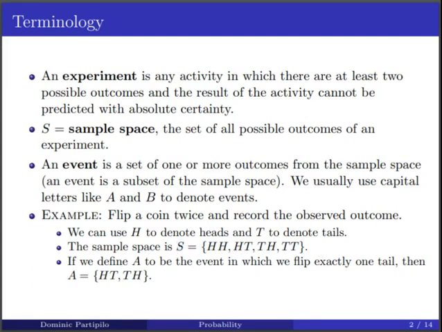And then the events don't necessarily have to just be one particular outcome of an experiment. It could be any subset of the sample space S. So we could say something like, well, let's define A to be the event in which we flip exactly one tail. So in this case, A is going to be any of these events that have exactly one tail. It looks like these two are the only two that have exactly one tail in them. So the event A is going to be made up of HT and TH.